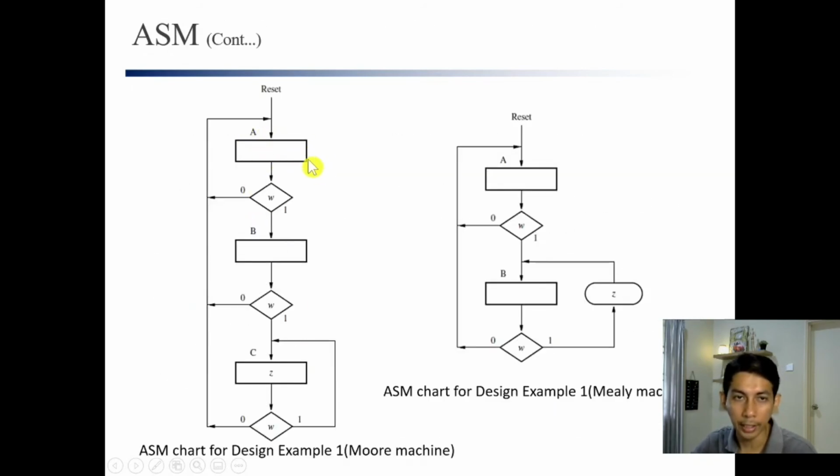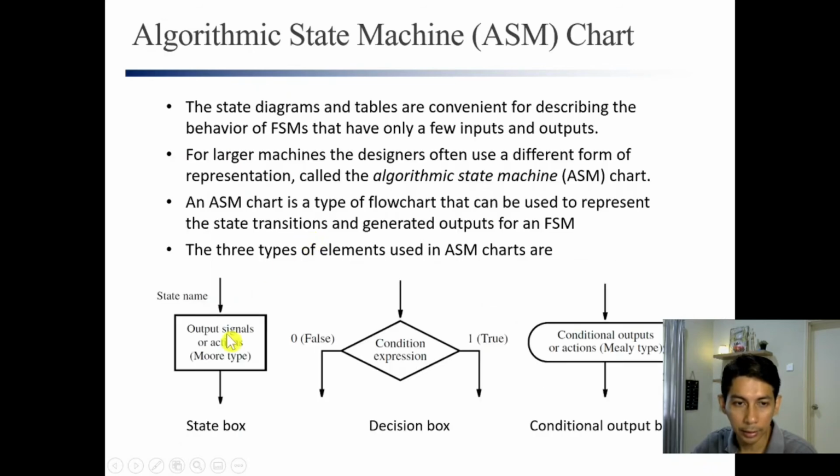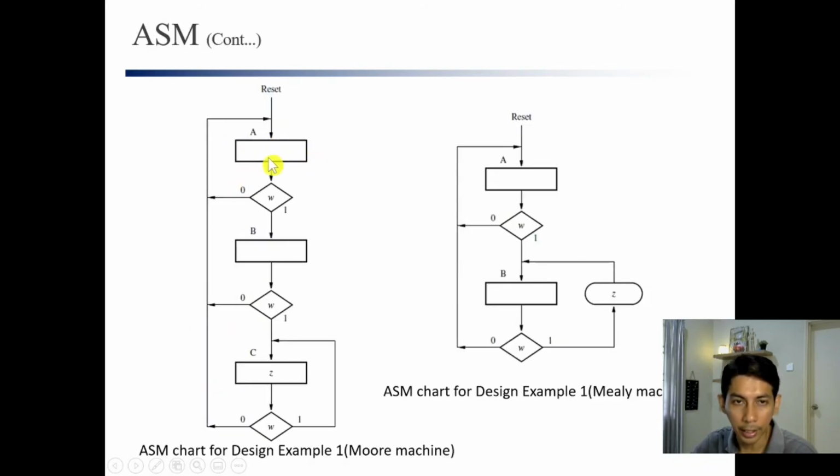Now at state A, remember, this is a state. When W equal to 1, we go to state B. So W now is our decision, because the transition of the state depends on the W signal. If W equal to 1, we go to B, but if it is equal to 0, we remain at state A, exactly what we have in the state diagram.